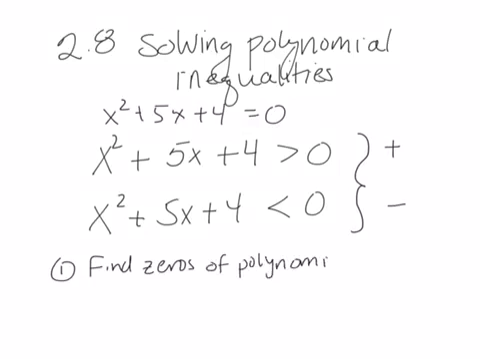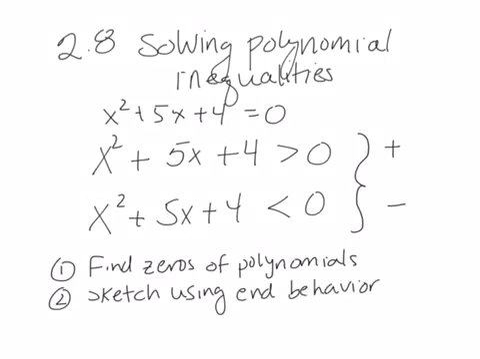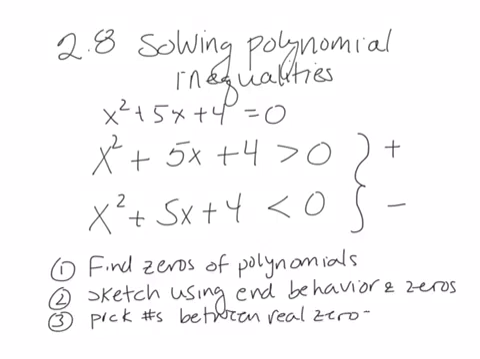And then there's two ways to attack these problems. You can either sketch it like we've been doing. So you can sketch using the end behavior and the zeros, which I'll model first, or you can do what's called a sign chart. And essentially using a sign chart just means pick numbers in between the real zeros.